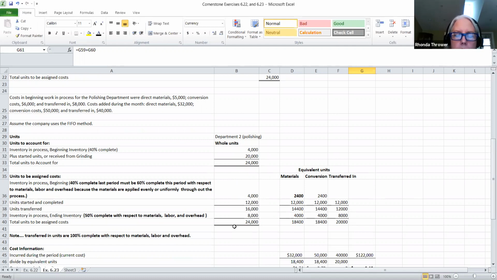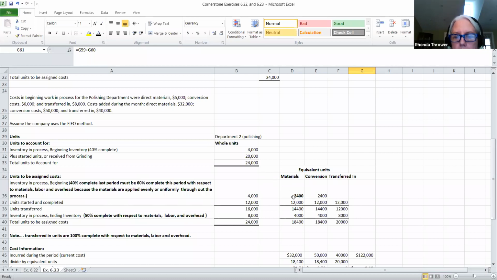The only difference between the weighted average method and the FIFO method is that the beginning inventory costs are going to be accounted for in a prior period. And so that's going to affect our equivalent units. And so when we're calculating the equivalent units for materials, we all have to keep in mind that the materials were added uniformly throughout this process. So since we completed 40% last period, 60% would have to be completed this period. So 60% of the whole units of 4,000 gives you 2,400 units that are in materials.